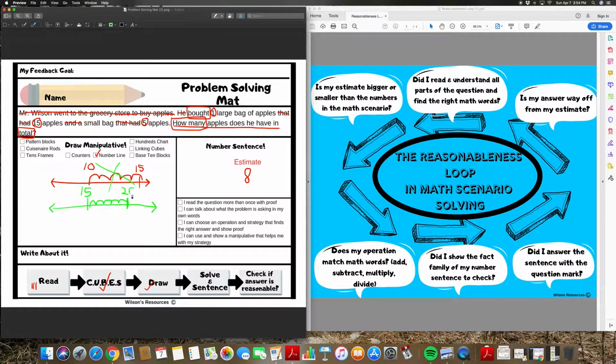And if we go back to our reasonableness loop, all right, the number's getting bigger usually means that we're adding. So that means in our number sentence here, we can show an addition sentence. So we're going to use the numbers from our problem, 15 plus 5 equals 20.